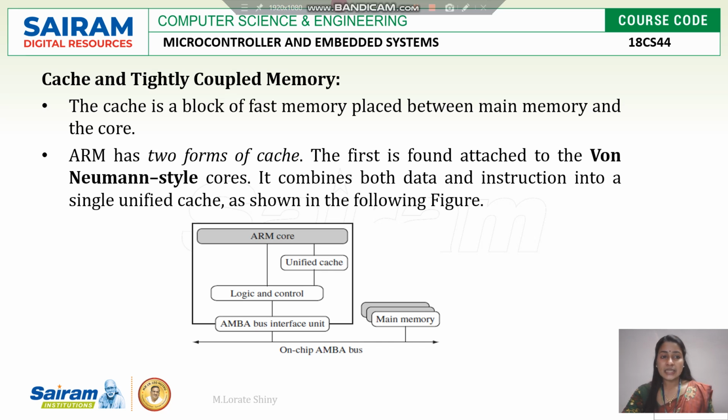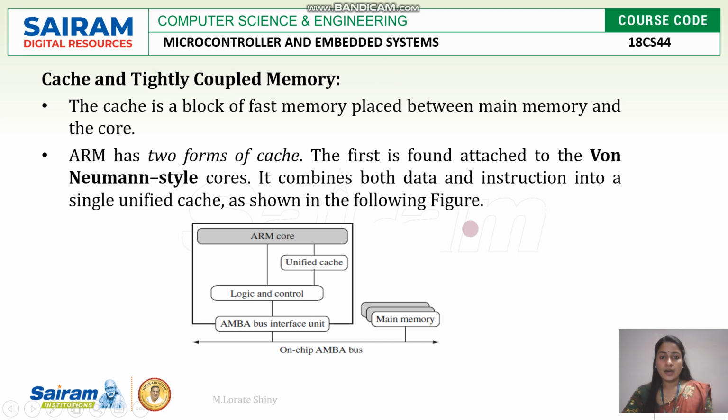So this cache memory can have two different kinds of architecture. One is von Neumann style architecture. In this architecture, we have combined cache memory for data and instruction. This combined cache memory for data and instruction is called unified cache memory. You can see in this diagram we have ARM core, then logic and control, AMBA bus, main memory. See, this is cache memory. Cache memory is common for both data as well as instruction. This is called unified cache.